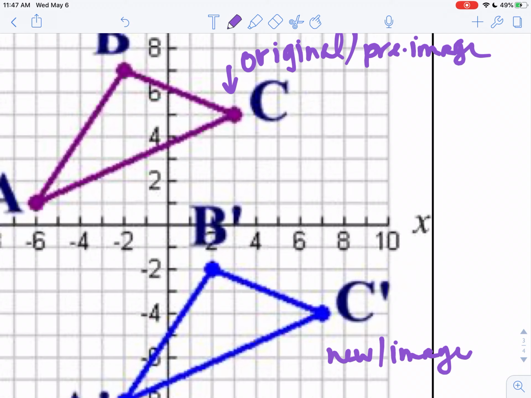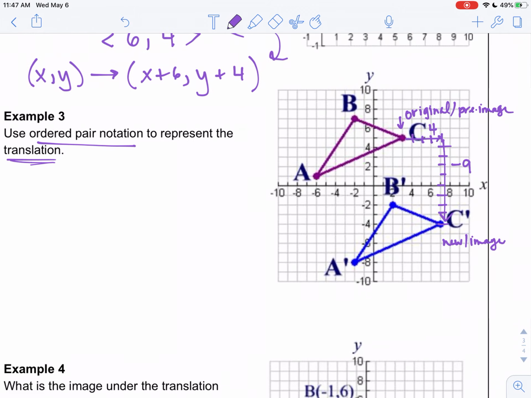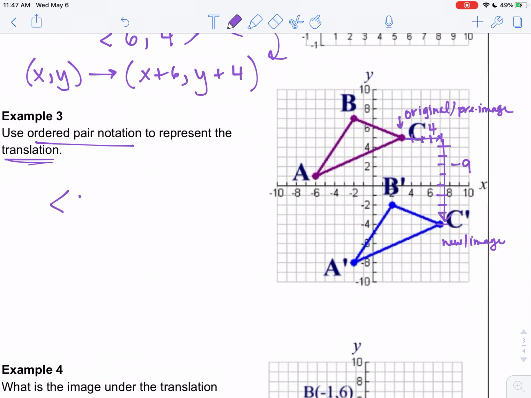So to get from C to C prime, I move over to the right 1, 2, 3, 4 units. I'm moving to the right, so that's a positive 4. And I'm moving 1, 2, 3, 4, 5, 6, 7, 8, 9 units. Since I'm moving downward, that's a negative value. So my ordered pair notation would be <4, -9>, all hanging out in these lovely pointy brackets.